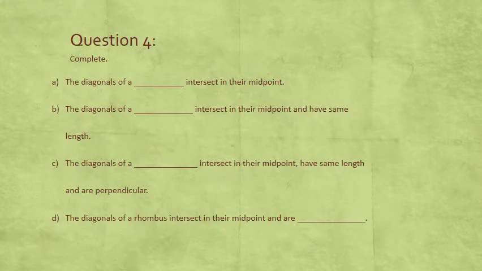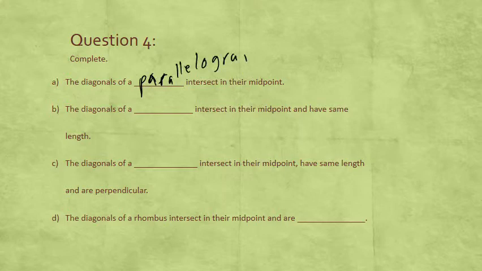Okay. So now question number 4, we want to fill in the blanks. Muhammad Ali, the diagonals of a blank intersect in the midpoint. Which quadrilateral? All intersect in the midpoint, so that must be a parallelogram.